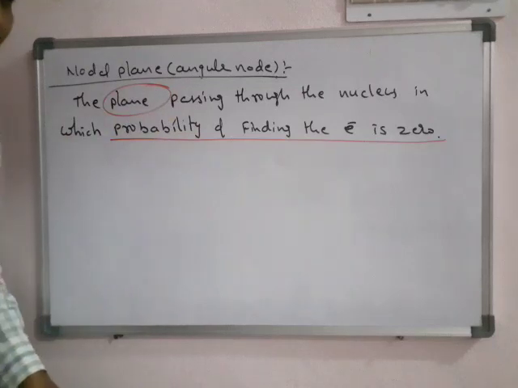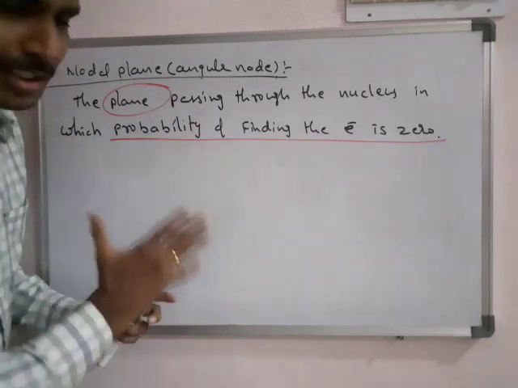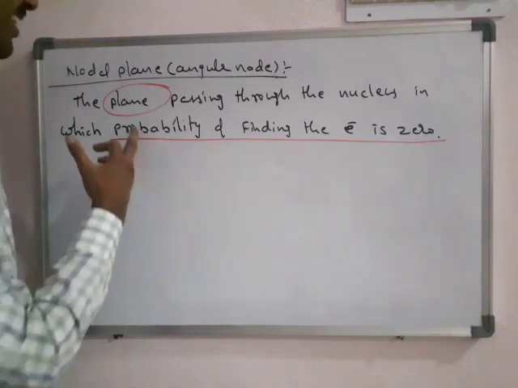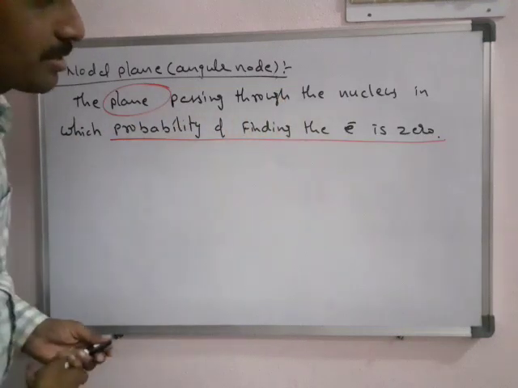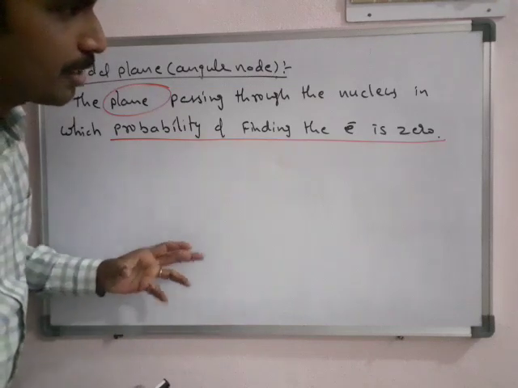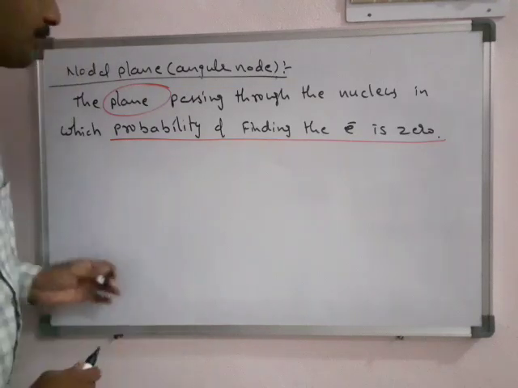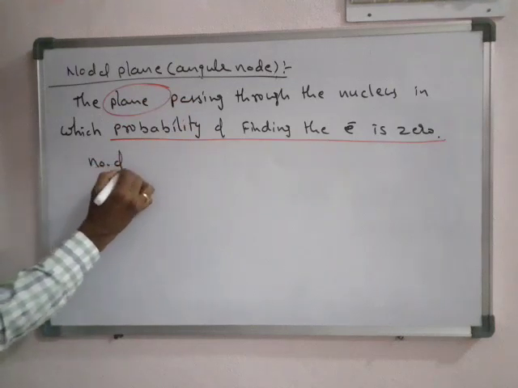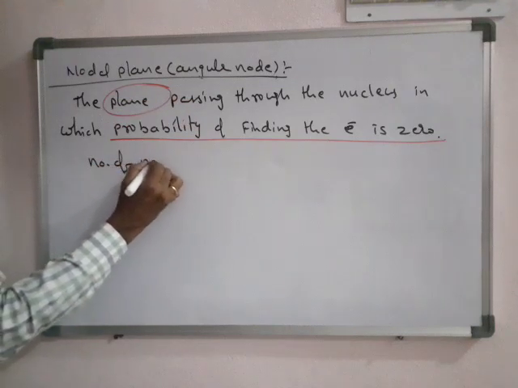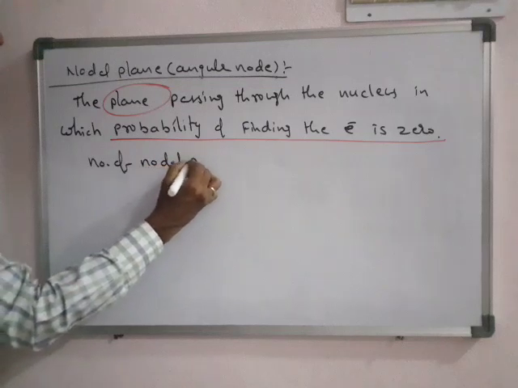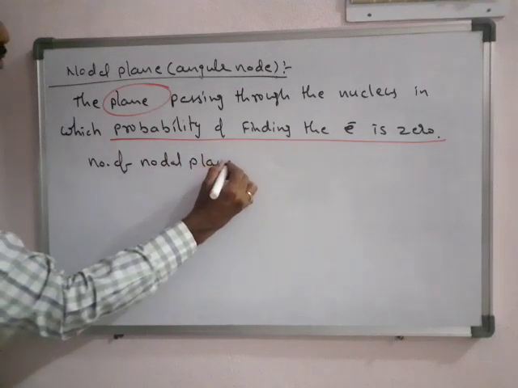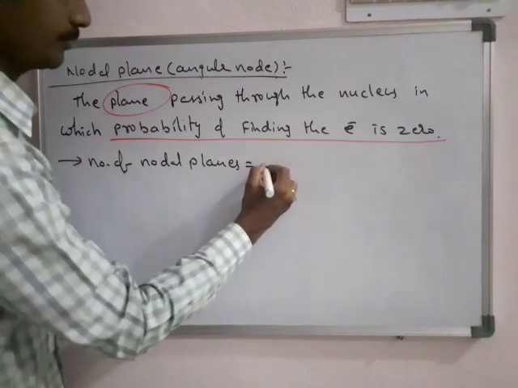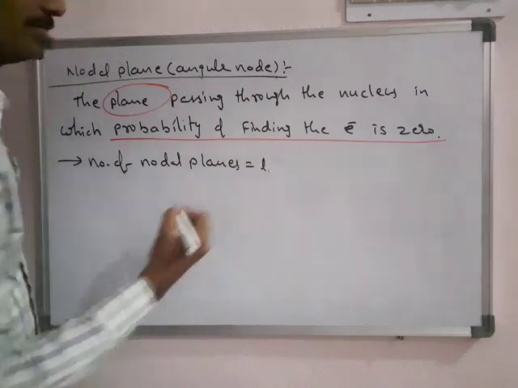Okay, so normally we can't show a 3 dimensional space directly. The radial node is a point, so we show it directly in the graph. But this is a plane passing through the nucleus. So 3 dimensions, we can't show it directly. So what is the number of nodal planes? Again there is a formula. It is equal to l.